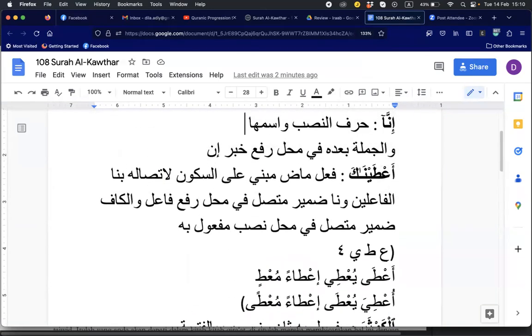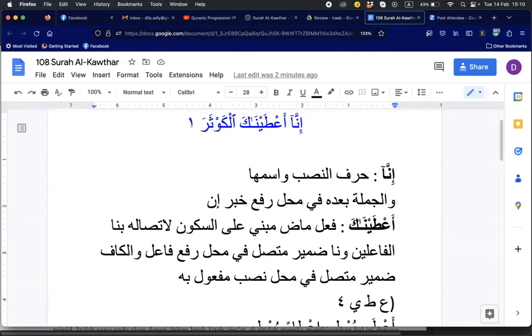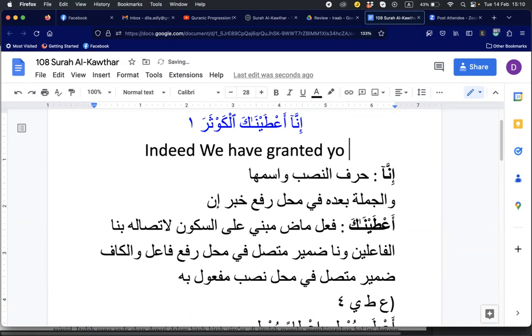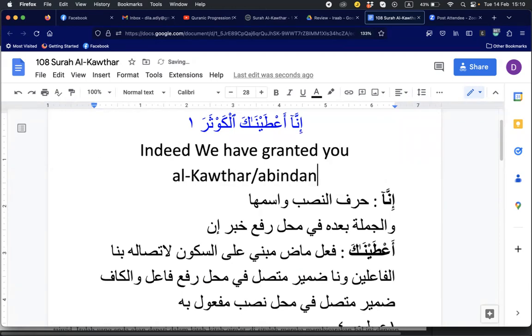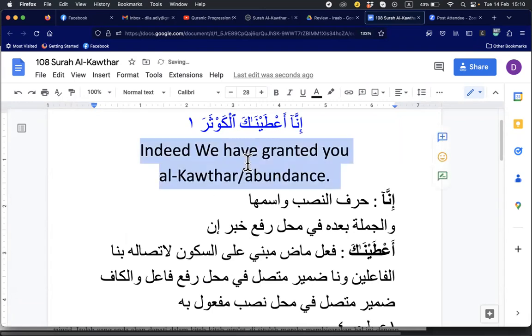Okay, let's translate this. Inna, indeed, we have granted you, or bestowed, or given you. So either you mention Al-Kawthar as a proper name, or if you want to translate it as the meaning, that is abundance. Clear, inshallah.